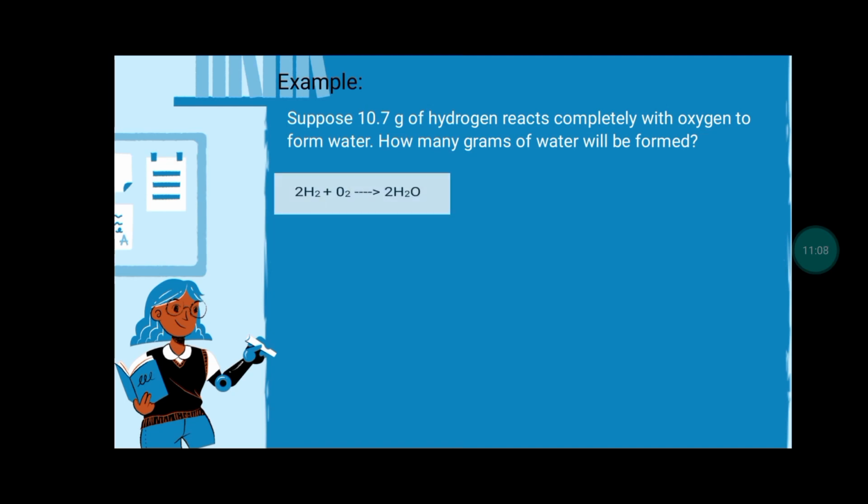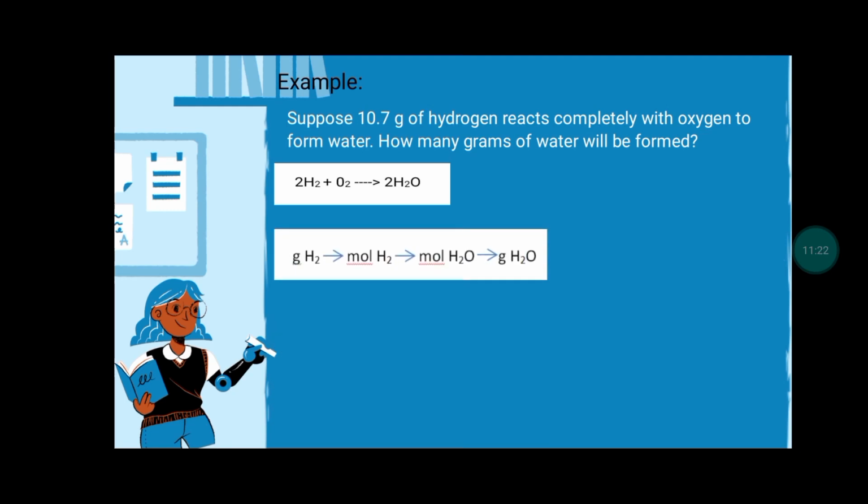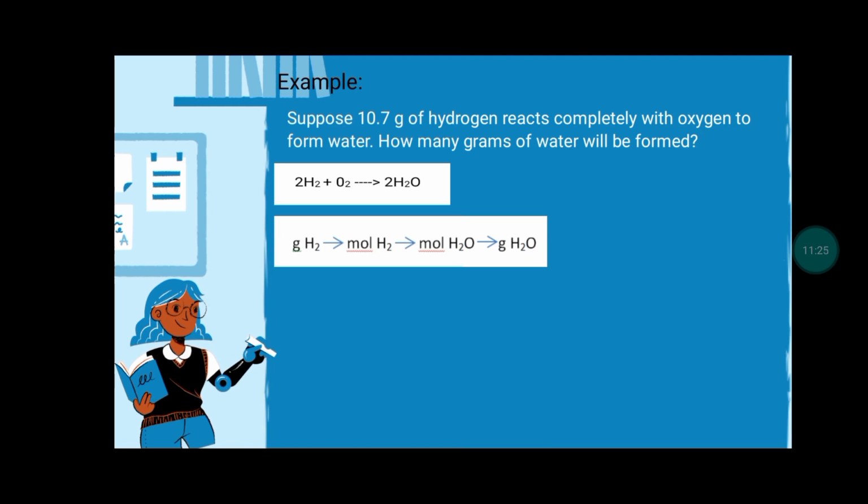In this example, we cannot directly use the gram in stoichiometric calculation because, right, the coefficients in a reaction are all in terms of mole. So the first thing that we will do is to convert the gram of hydrogen to mole of hydrogen, and then after we get the mole of hydrogen, we will convert this to mole of water, and finally, we will use this mole of water to calculate the gram of water.